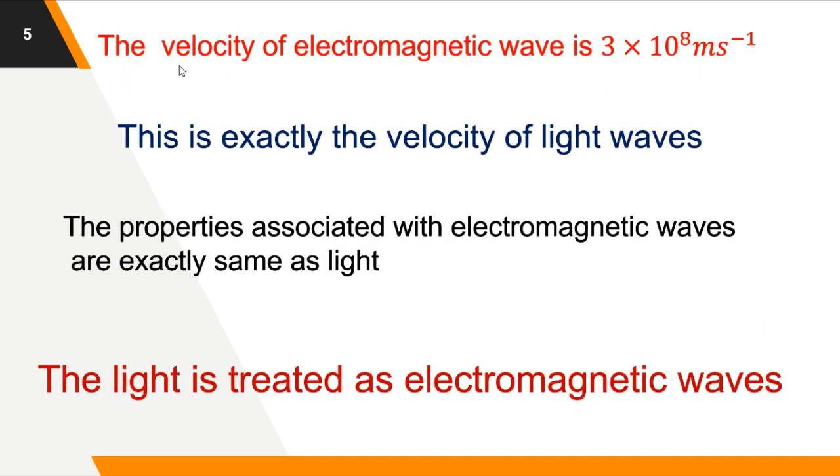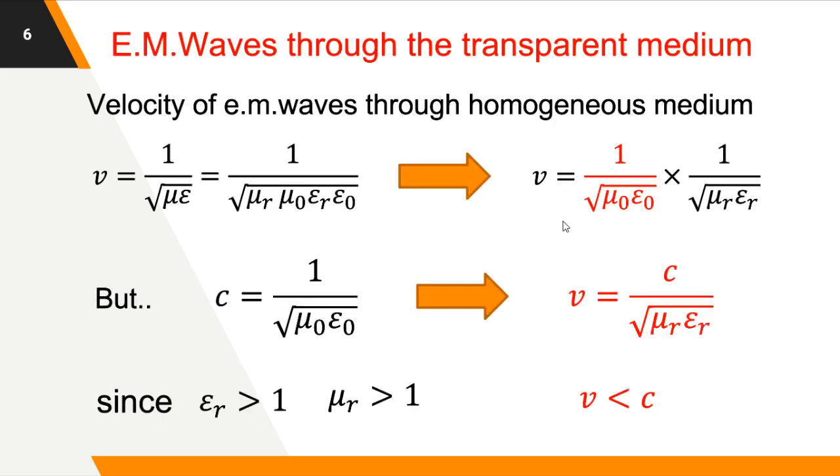To confirm, this is the velocity of the electromagnetic wave, and this is exactly the velocity of the light wave. The properties associated with electromagnetic waves are exactly the same as those of the light wave. That's why I'm considering light to be treated as an electromagnetic wave. Okay. So now some interesting ideas.